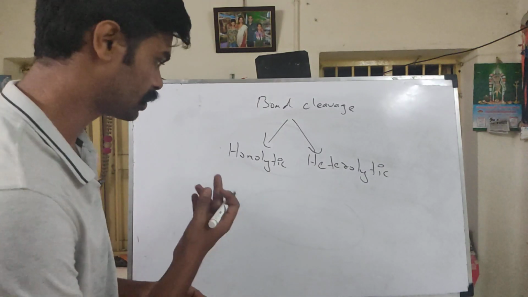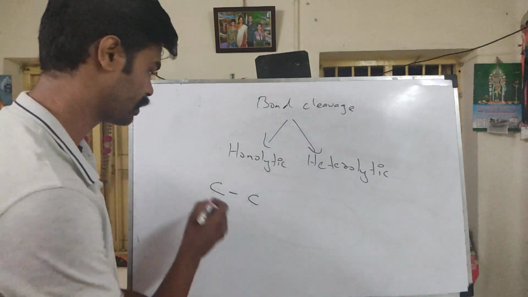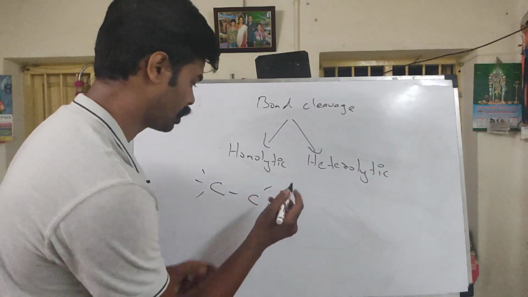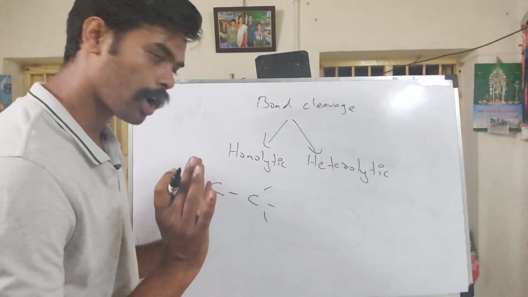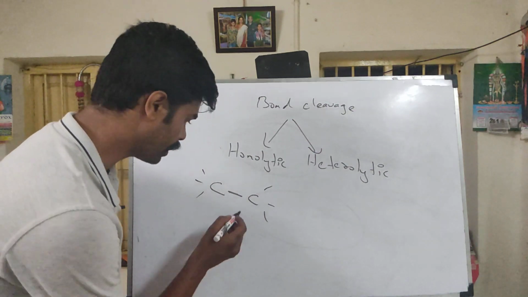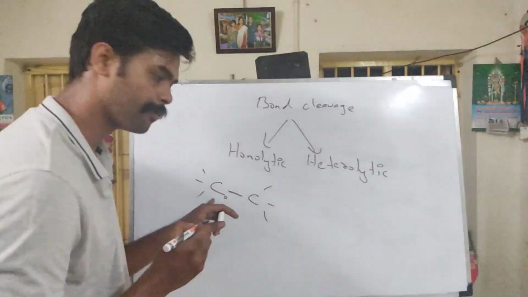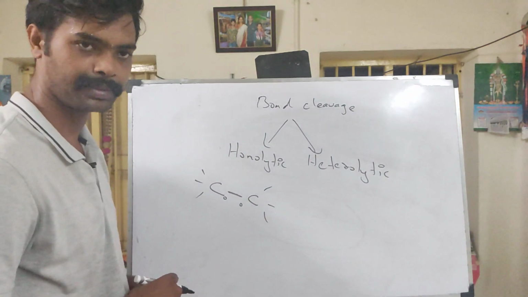So this is how it goes. Assume that I have a C-C bond, and obviously the other three bonds are also there for each carbon atom. Now you obviously understood that for me to form a single covalent bond, one electron has to come from one carbon and another electron has to come from the other carbon, isn't it?